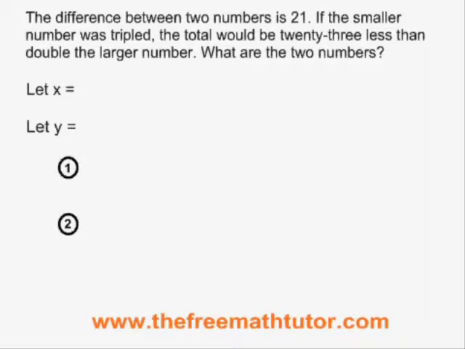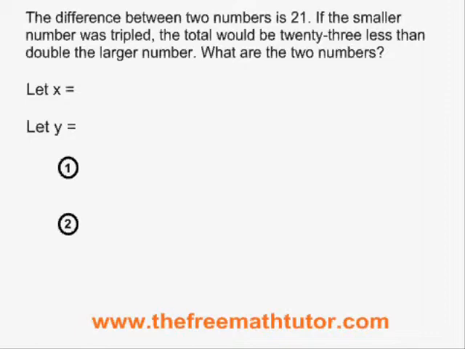This video illustrates how to solve a word problem that involves a system of two equations with two variables. The question this time is, the difference between two numbers is 21. If the smaller number was tripled, the total would be 23 less than double the larger number. What are the two numbers?